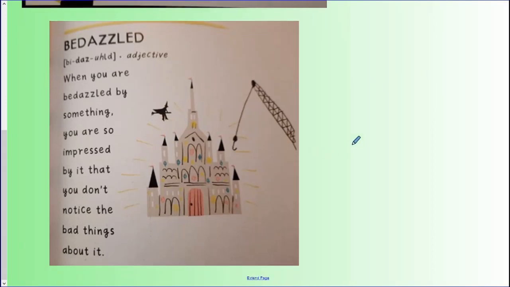So when you are bedazzled by something, you are so impressed by it that you don't notice the bad things about it. So you can see in the picture there, you've got this very grand palace, and it looks quite amazing, doesn't it? But if you were bedazzled, you'd be so impressed by what you can see, you wouldn't notice the wicked witch on a broomstick, and you wouldn't notice the ugly crane hanging about next to it. Okay, so there we go. You might want to try and use those new words. Maybe write a sentence with them, or try and teach your parents, your adults at home, some new words too.